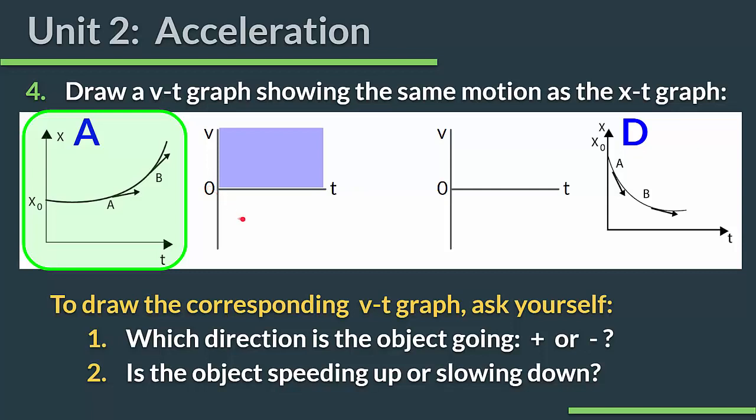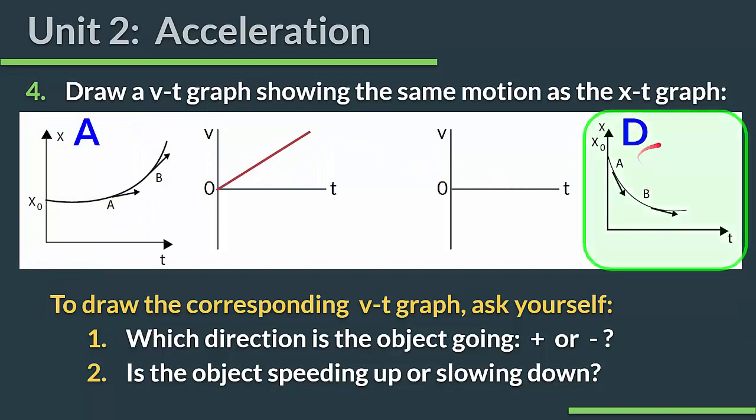And so if your object is speeding up, you need to move away from 0. If your object is slowing down, you need to move towards 0. If it slows down all the way to a stop, you're going to touch the x-axis. With this particular graph, this object we already said was moving forward, and this object is speeding up because my slope gets steeper. To represent speeding up, I need to move away from 0, and again, it needs to be in this region because of the answer to the first question. The object is in the positive direction. So the VT graph that matches this XT graph would look something like this.